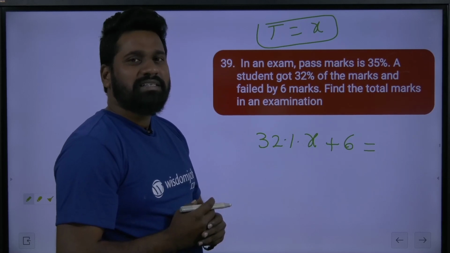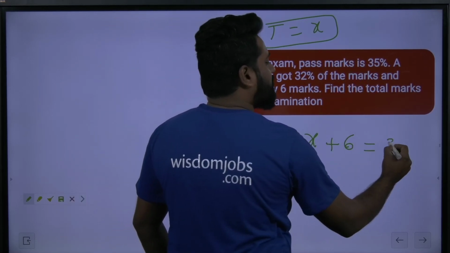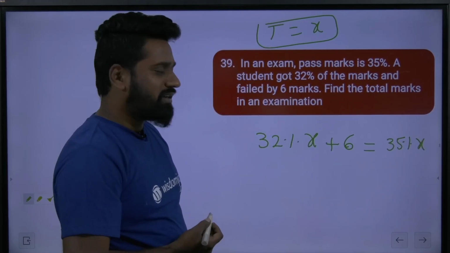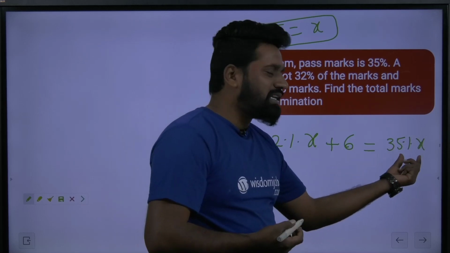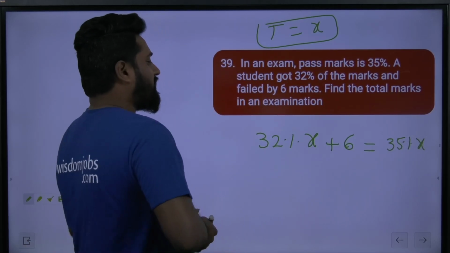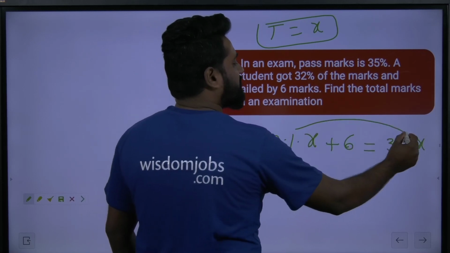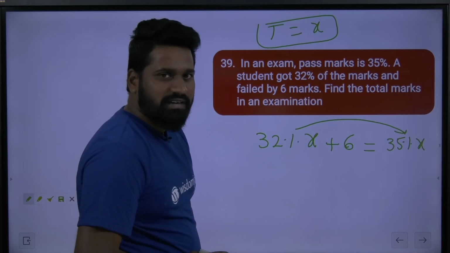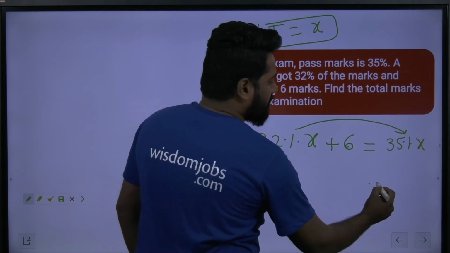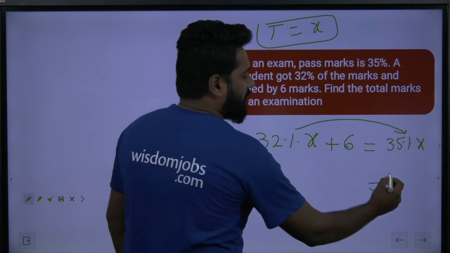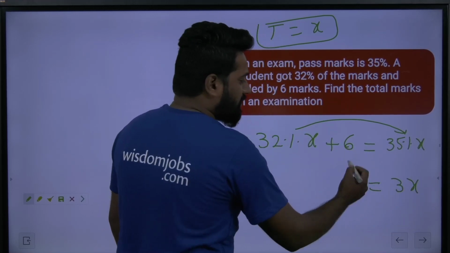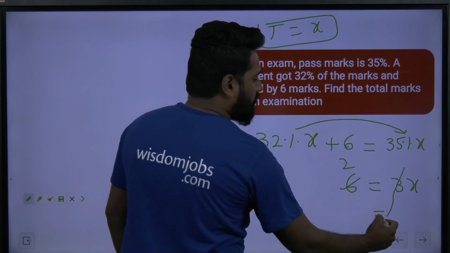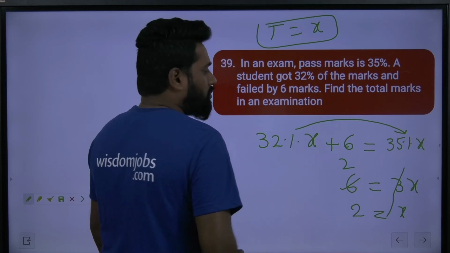That pass percentage is already given, so that is 35% of X. This is the pass percentage. Is it clear? This indicates same marks and this also indicates same marks. So if you observe, take this 32% of X, that's 35% of X minus 32% of X. So 35 minus 32, that is 3X. Here you will get 6, and 3 ones are 3, 3 twos are 6. How much are you getting? X is equal to 2 you are getting.